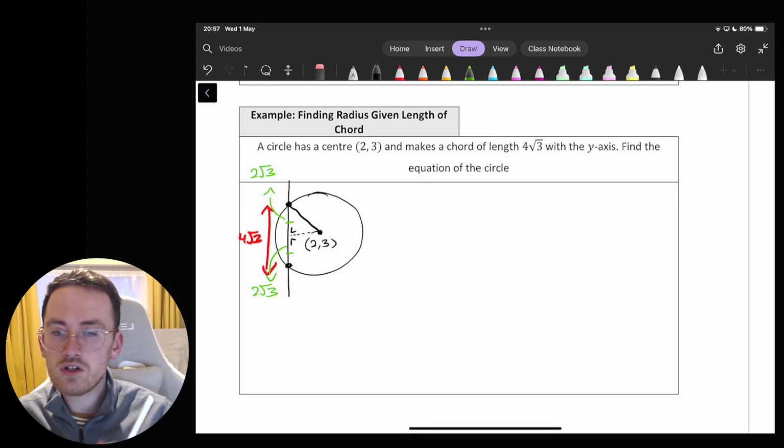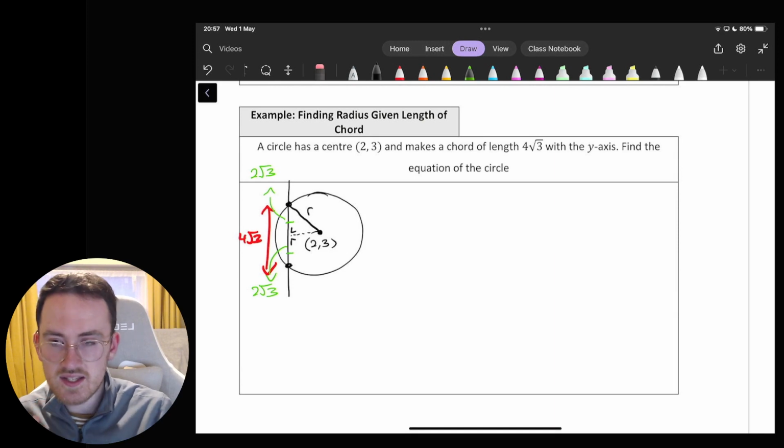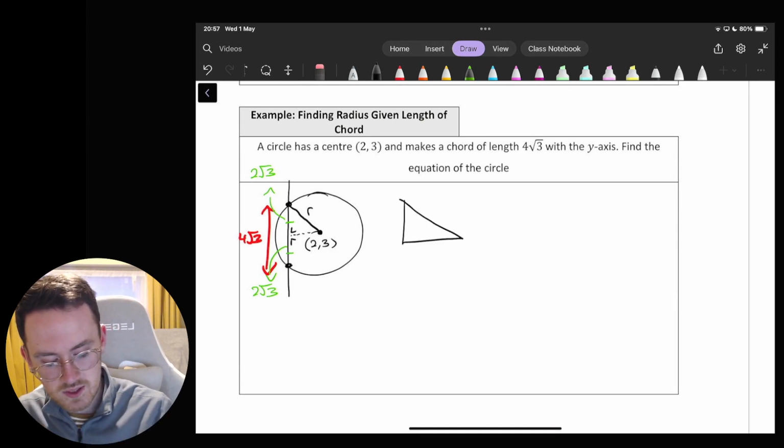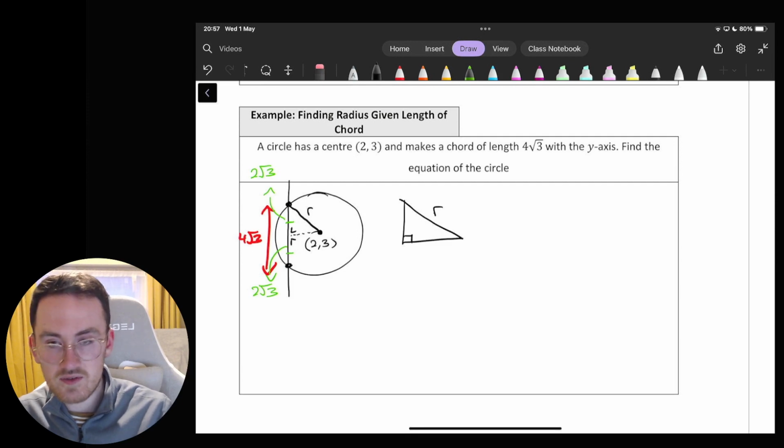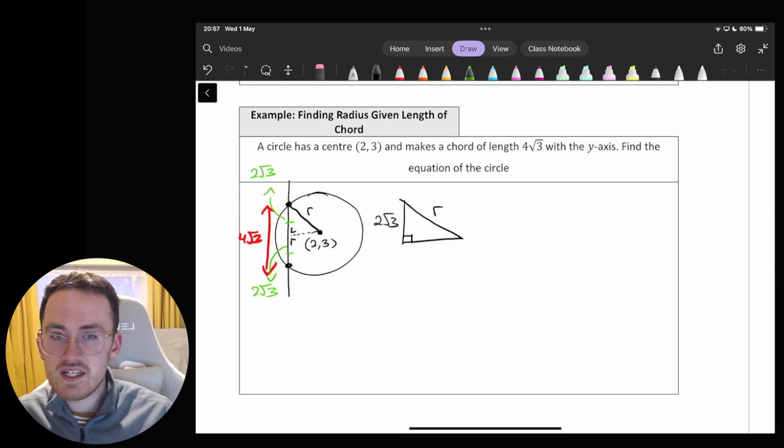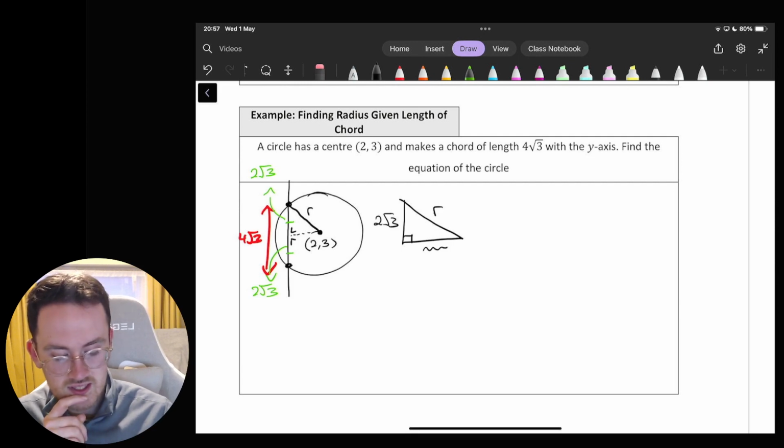Okay, I also have then my radius. My radius is the one that I'm looking for. I'm looking at this now as a triangle. So I have my radius here. I have my 2√3 here. The only thing I would need to find the radius would be this distance down here. Okay, and we can call that x.